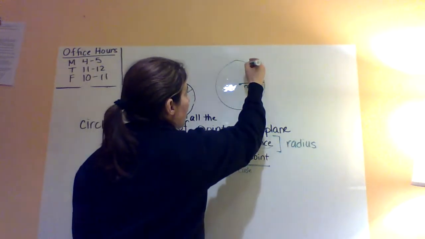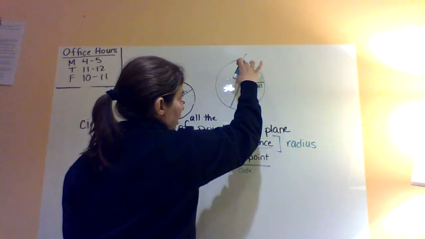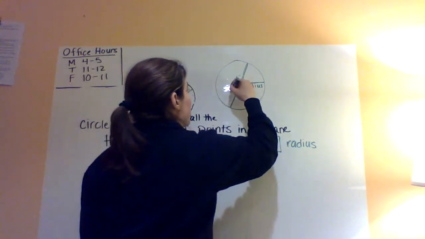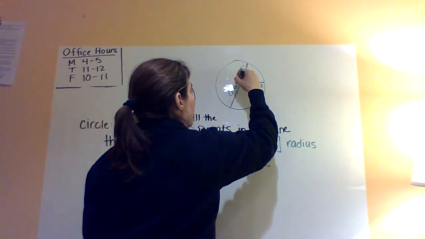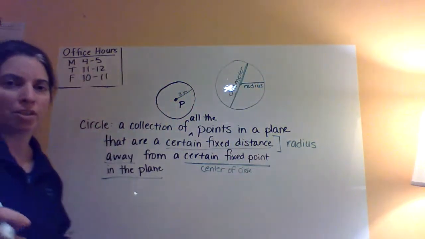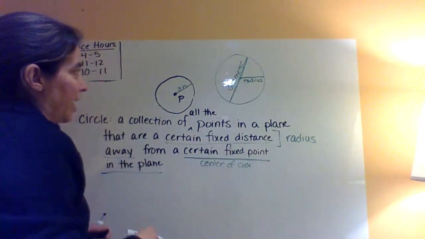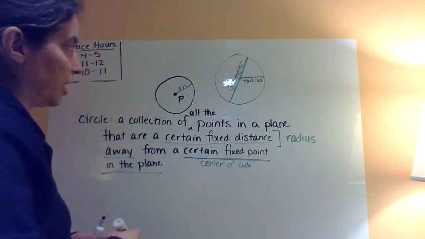And then if we go all the way through the middle, so half of this would be the radius, right? The radius is the same anywhere. If we go all the way through, that is called the diameter. It's diameter, D-I-A-M-E-T-E-R. That's double the radius.